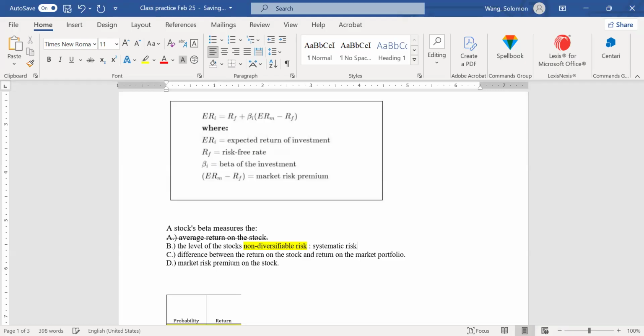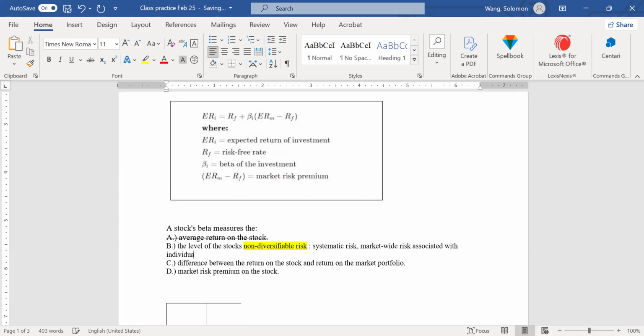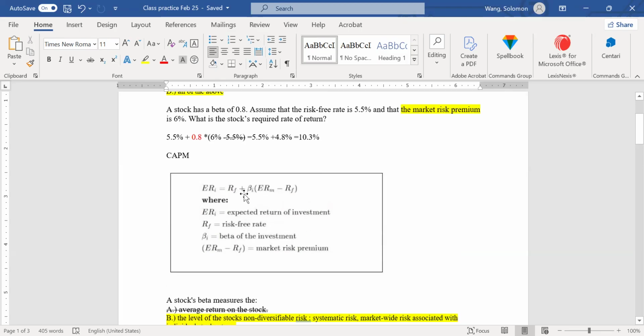Systematic risk is the market-wide risk associated with all the individuals. So this one is correct. You just remember this as a definition. The beta measures the individual stock's non-diversifiable return, or the systematic risk, or the market-wide risk associated with it. If you still don't understand, you can just take a look at this formula.